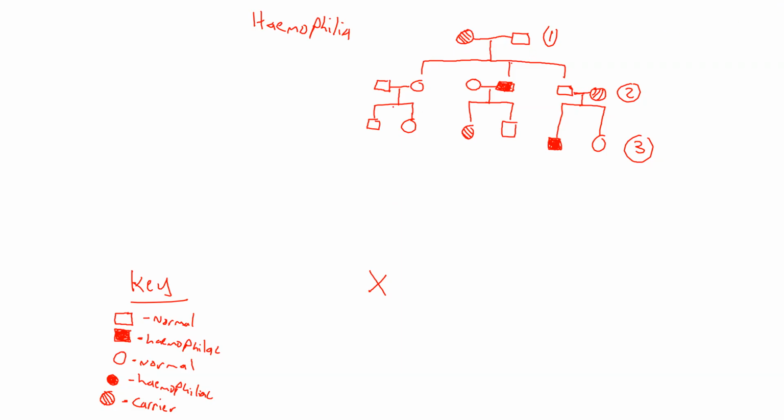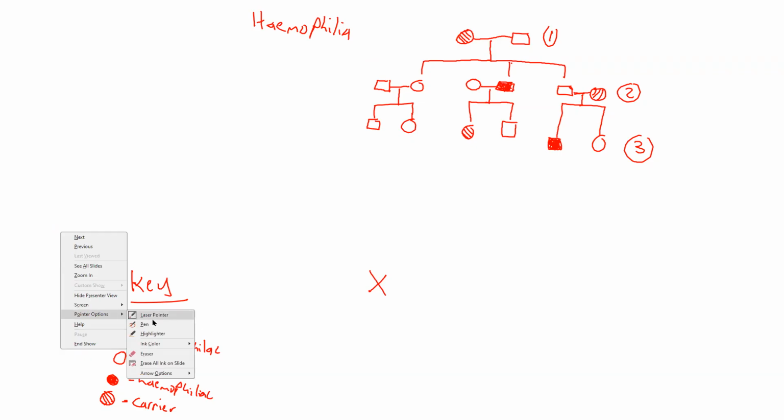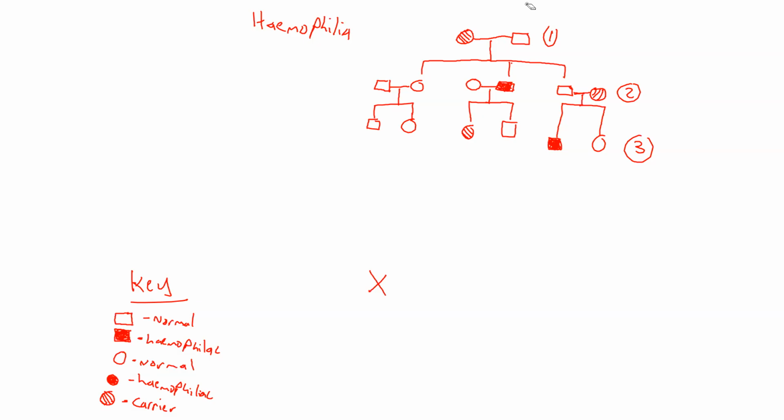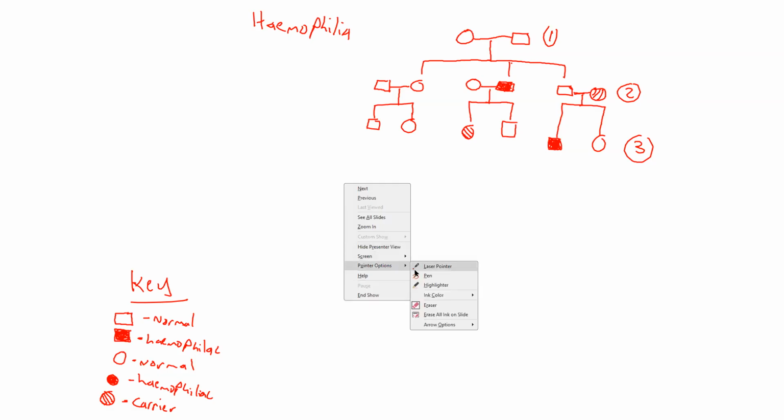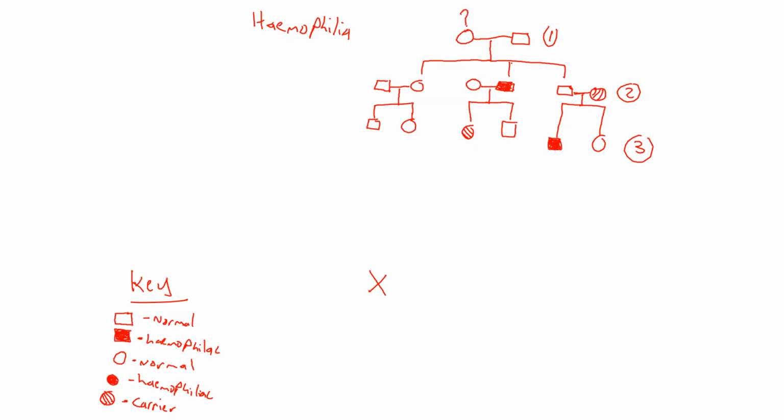Because if we didn't know the mother was a hemophiliac, right? Let's say we erase this. Let's say the mother is an unknown. Let's just put a question mark above her because this is what you normally see. So we don't know what the mother is. We know the father is normal. We know they have 3 children.